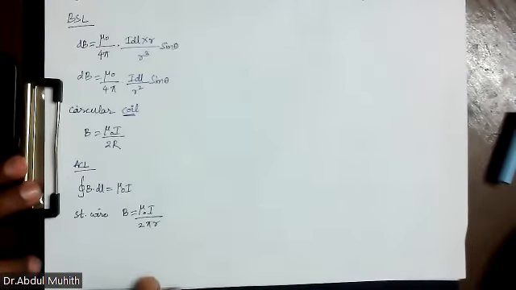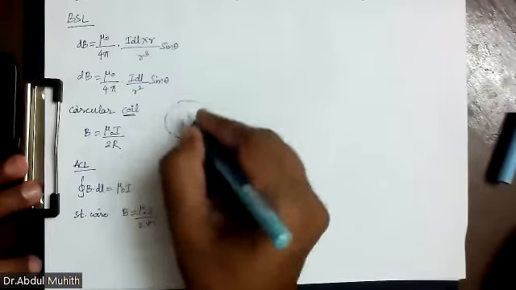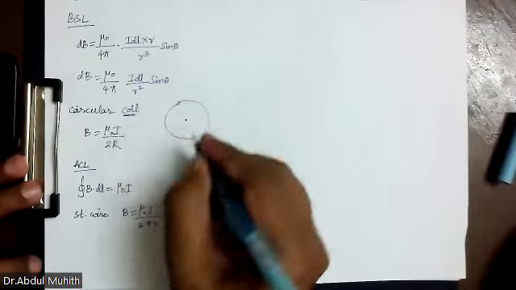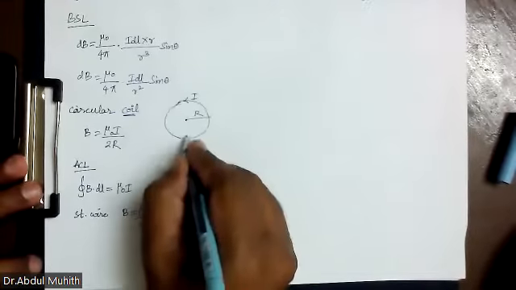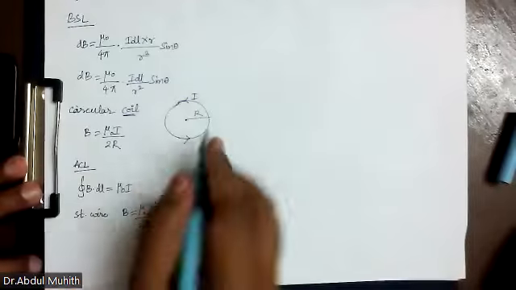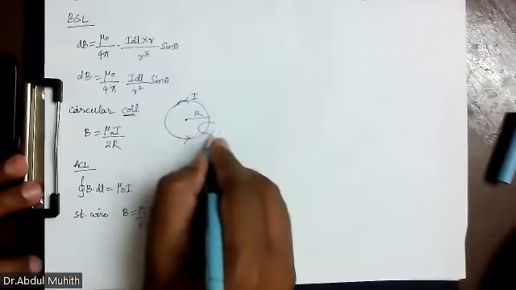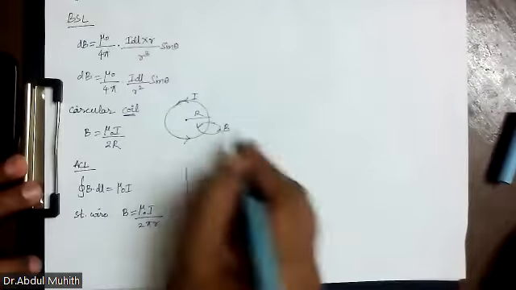That's the formula. Why? Because this is the current. Here this is the coil, and we want to find out the magnetic field at the center. R is the radius, I is the current flowing through this one. So the formula is here. B is the magnetic field. When the current is flowing, this is the magnetic field.